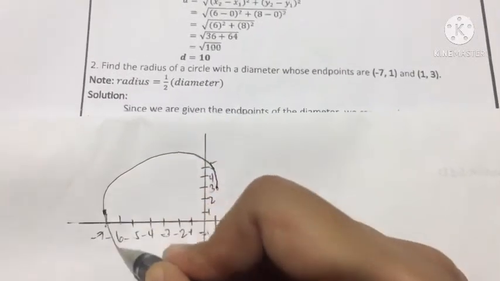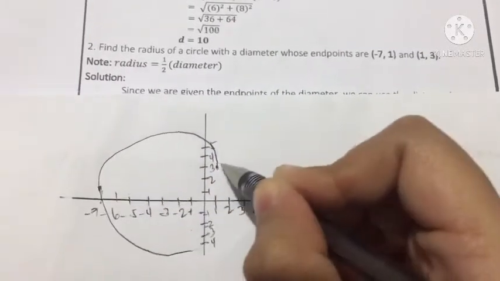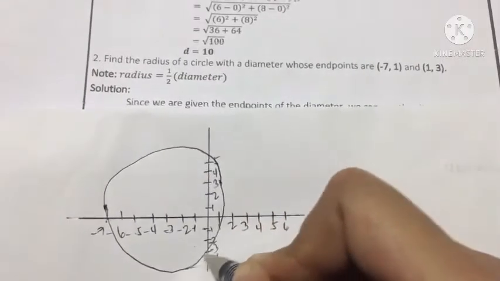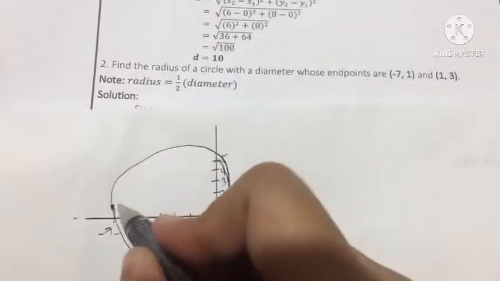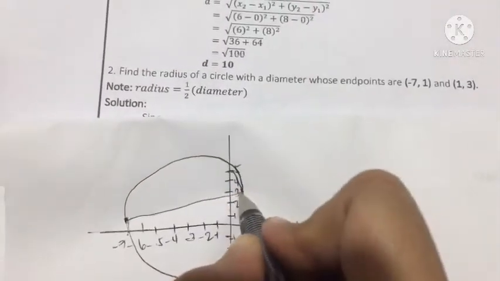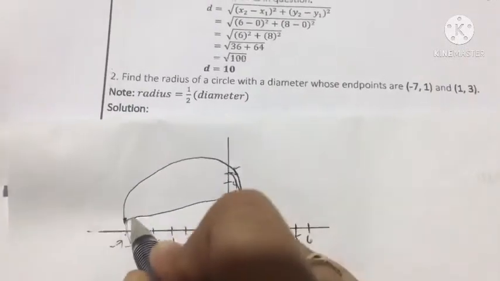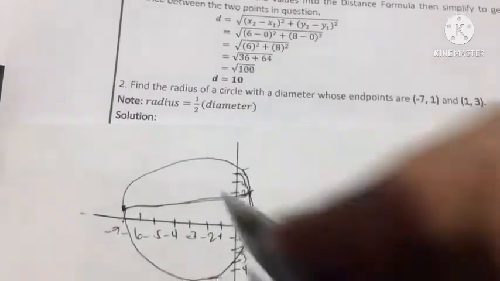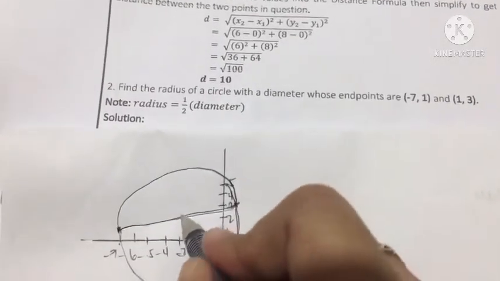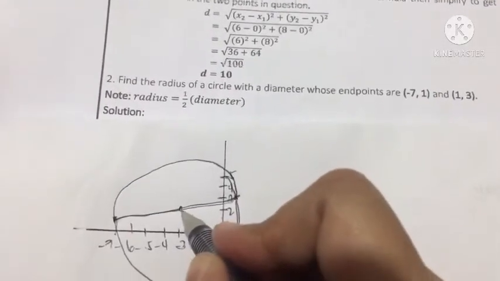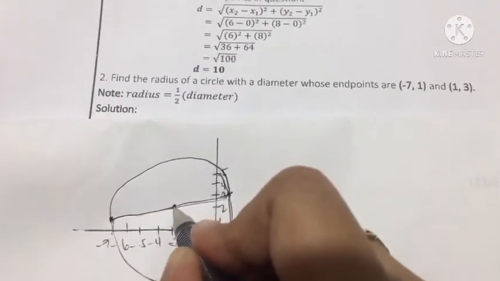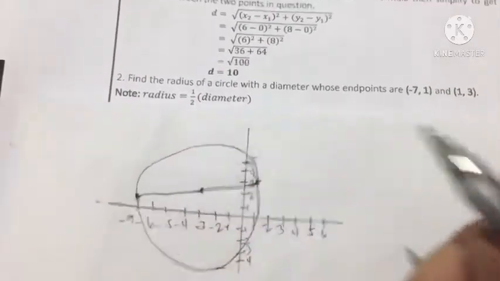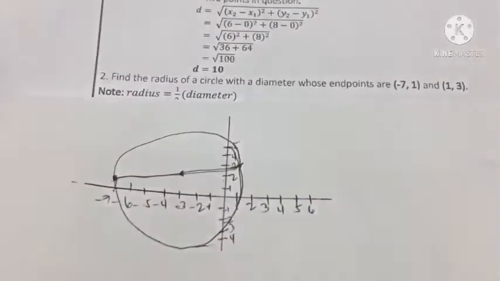So, kapag binilog mo yan, ganyan siya. Kunwari lang. Kunwari bilog yan. Yan ang ating diameter. Ngayon, syempre, ito yung center. Ito yung from center to the end, that is the radius. So, hindi naman natin alam kung ano ang center.